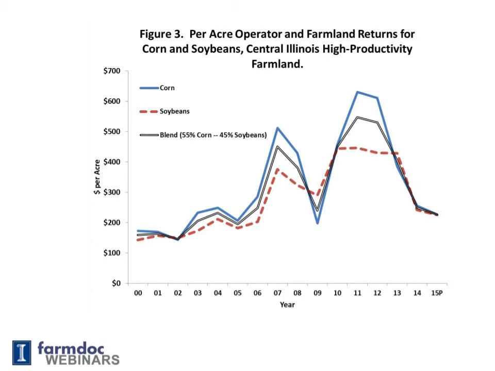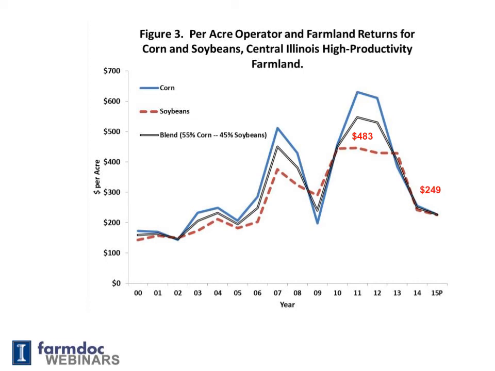Subtracting non-land costs from gross revenue then gives us operator and land return, which you now see in front of you. As you can see, there's considerable range in operator and land returns over time. From 2010 to 2013, the blend, 55% corn, 45% soybeans, operator and land return averaged $483. That $483 again was 2010 through 2013.